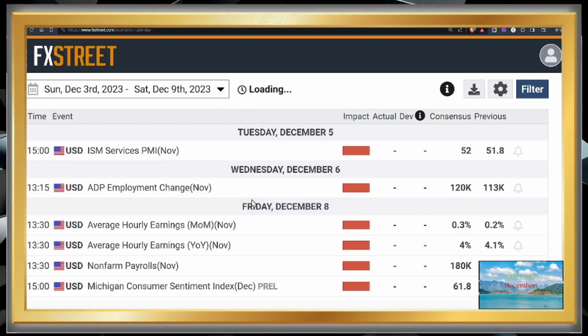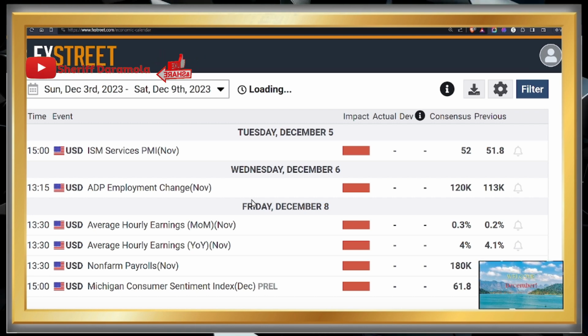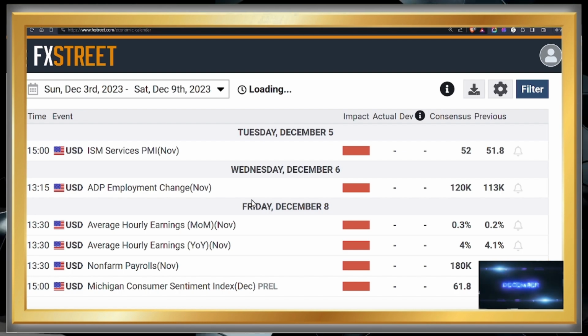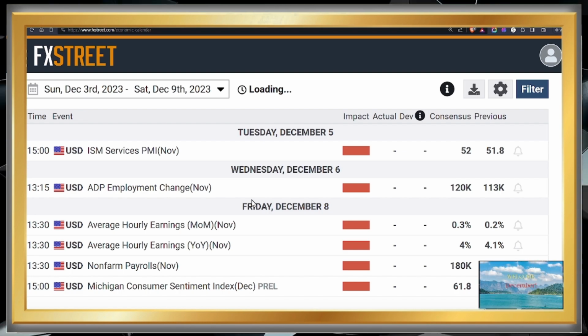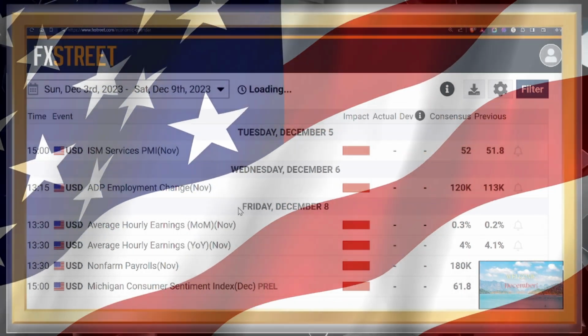Now, based on the asset we're looking at, we are going to be focusing on impactful events from both the United States and the United Kingdom. And since for the coming week, the economic calendar for the UK is absent of high impactful events, so we will be focusing on the United States economic docket for this week.